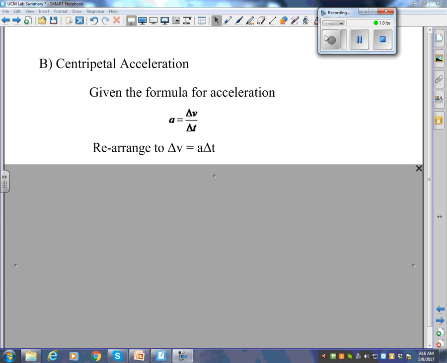And let's talk about centripetal acceleration. We know that the formula for acceleration is a equals delta v over delta t. We're going to rearrange this to delta v equals a delta t.